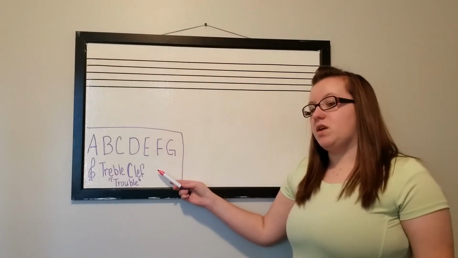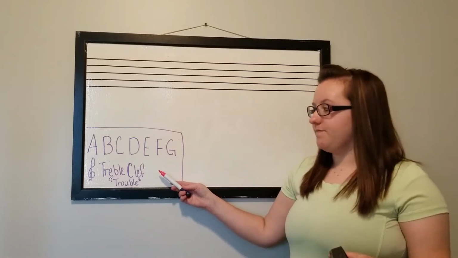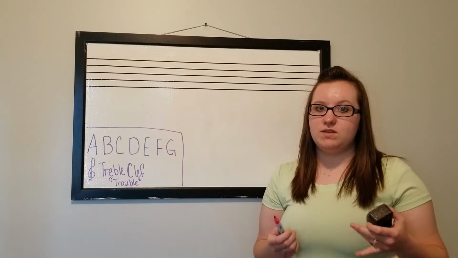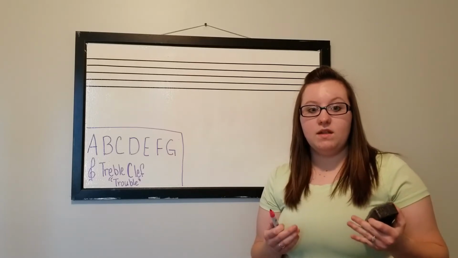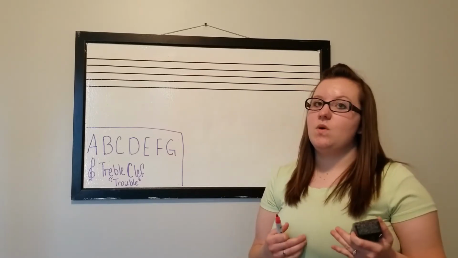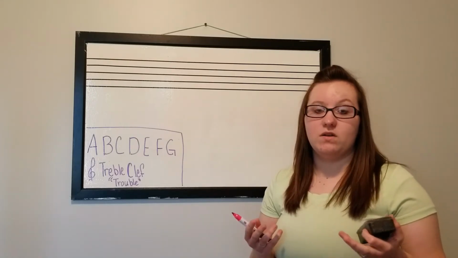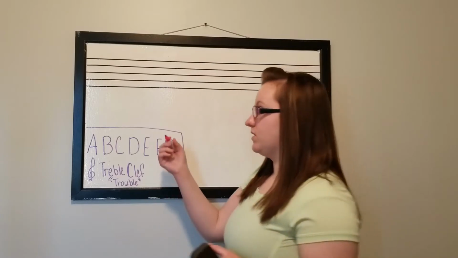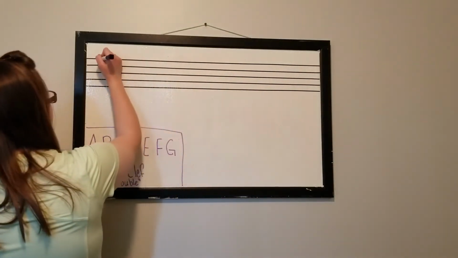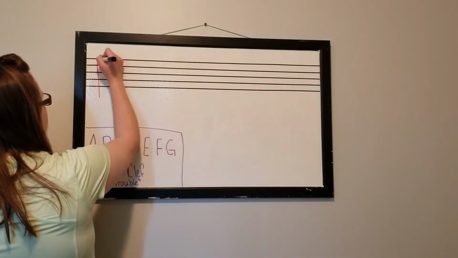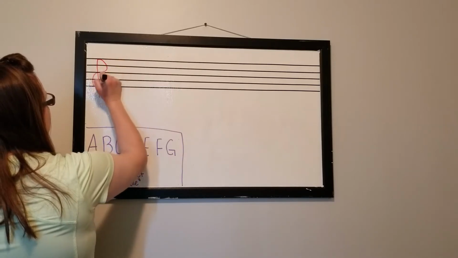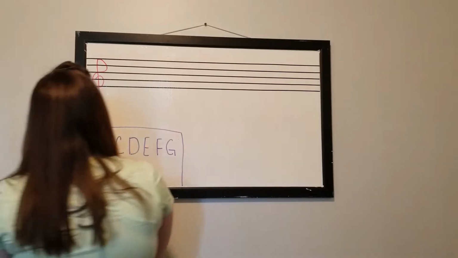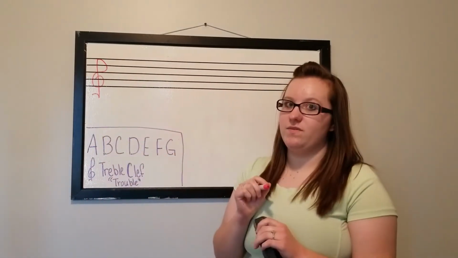The next thing we're going to talk about is the treble clef. In music, there's always a clef assigned to the music. The clef is what tells you which notes go where on the staff. This is what a treble clef looks like. We draw a line through the staff, circles around, just like that. This is our treble clef.